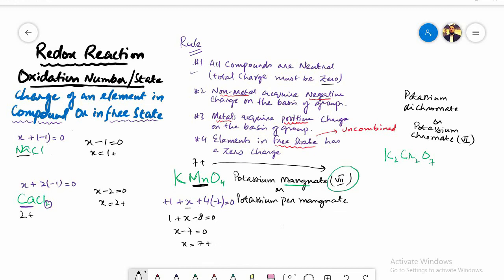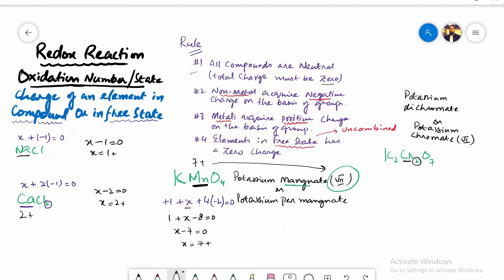Well, when it comes to K2Cr2O7, we need to calculate the oxidation state of chromium, that is Cr. But keep in mind that we are dealing with two chromium atoms, so the equation is going to be different from the previous equations. Let's work out the equation first.